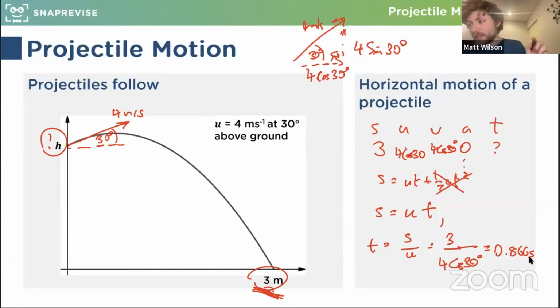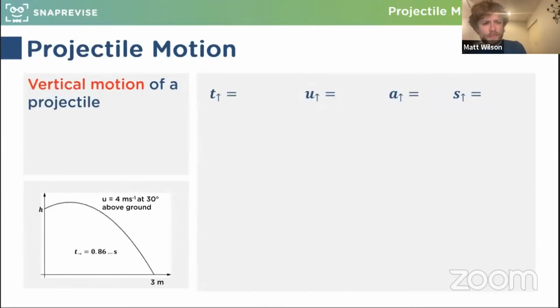Okay, perfect. What time have we figured out there? We have figured out the time that it would take to get from this point here, let's call it the initial point, to this point here, let's call it the final point. So now we've figured out the time between these two points. Now we can use that time in a vertical Suvat equation to figure out this h. Okay, great. Let's do that.